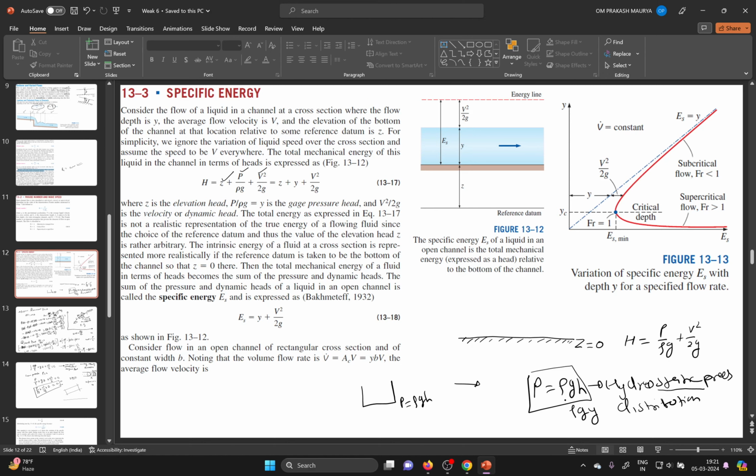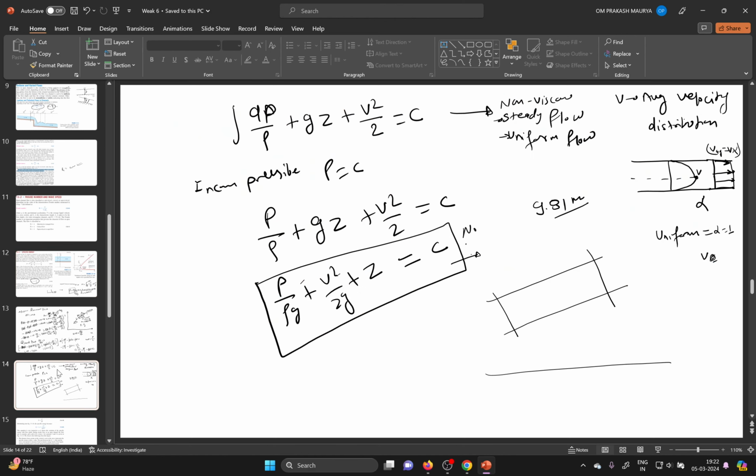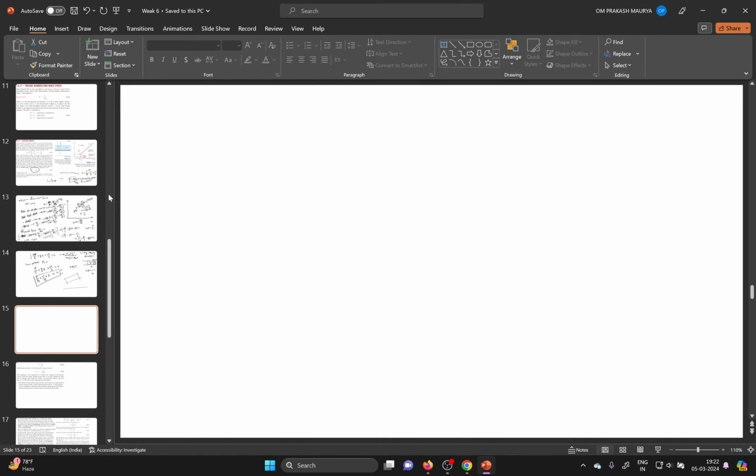So if we put the pressure equal to rho g y here, then what will happen? Your rho g will cancel, only y plus v square by 2g remains. This is your specific energy term. With this specific energy, the graph itself is a big deal. Let me discuss it because it is very important for a hydraulic engineer. Okay, now I want to take a new slide. So the specific energy we have defined as E is equal to y plus v square by 2g.